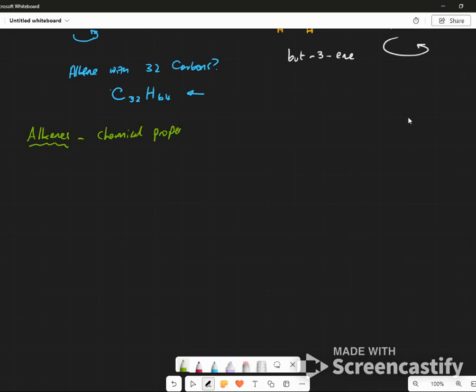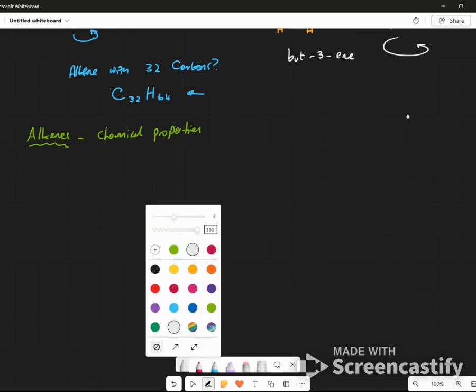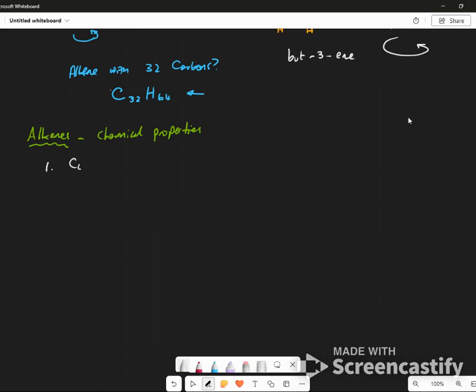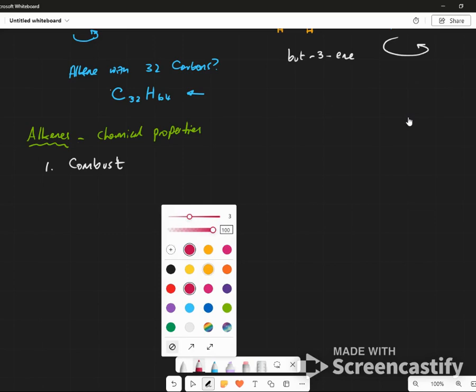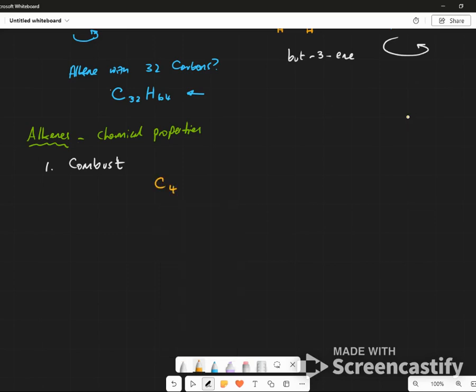Number one, they will burn. You shouldn't burn them, but they will burn. So number one, alkenes will combust. No one burns them because they're too useful, but they will combust. Let's pick one at random, C4H8. I'm going to burn it in oxygen. If I combust the carbon, I'm going to get carbon dioxide. If I combust the hydrogen, I'm going to get water.